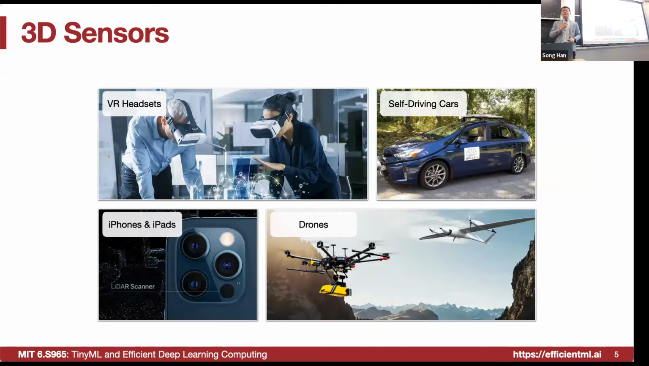So 3D sensors are very widely available these days. For example, in VR headsets, in self-driving cars, this is the rotating part, this is the LiDAR sensor. And on our phones, okay, so this is the LiDAR sensor. You can get to know the distance of the objects, drones, etc.